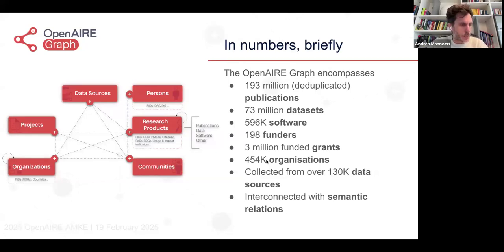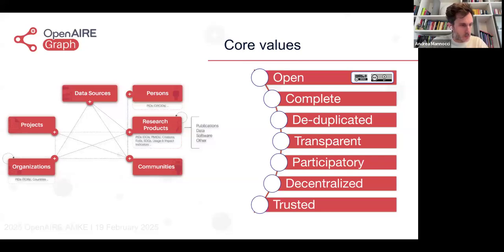And all these data points, metadata, are connected via semantic relations. Talking about core values of OpenAIRE and the OpenAIRE graph, we try to be as open as possible. Most of the data we have is CC0. We do have some sources that are under CC BY license. We strive to be as complete as possible by harvesting heterogeneous data sources and collecting information from many, many places. We deduplicate information, so that we do not have redundancy.